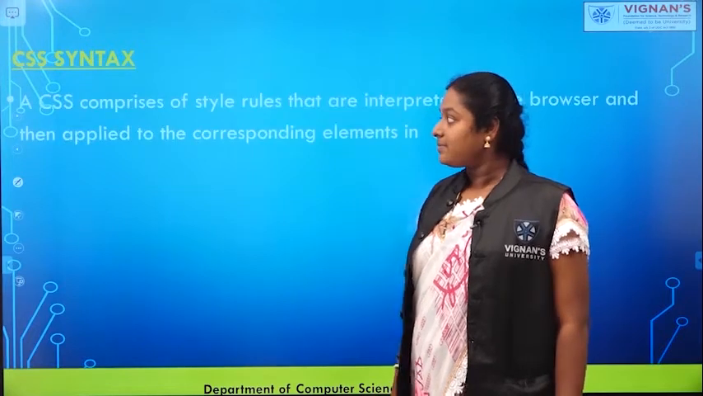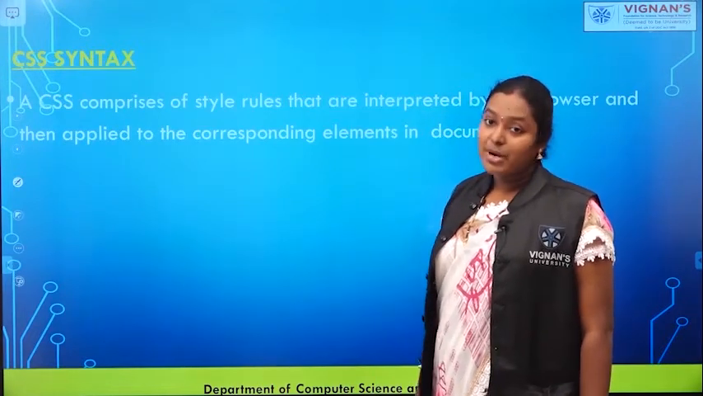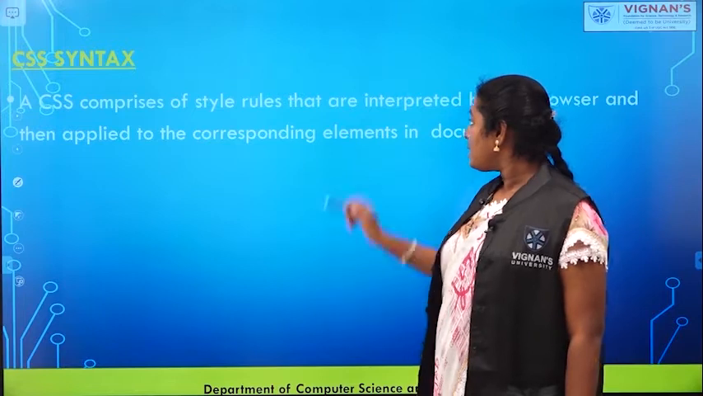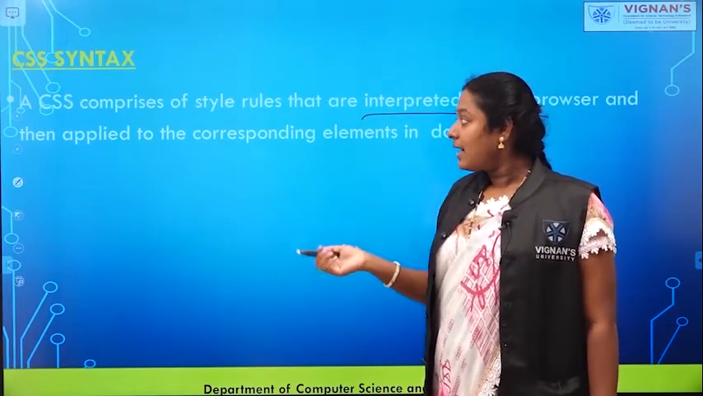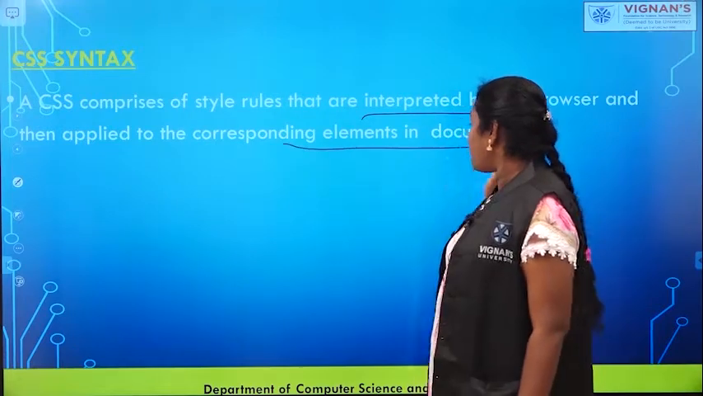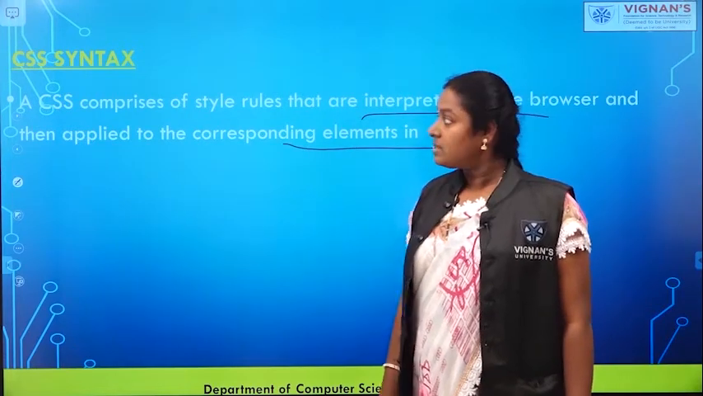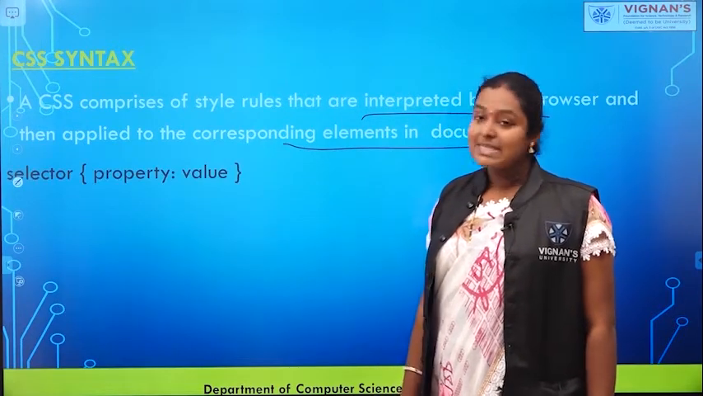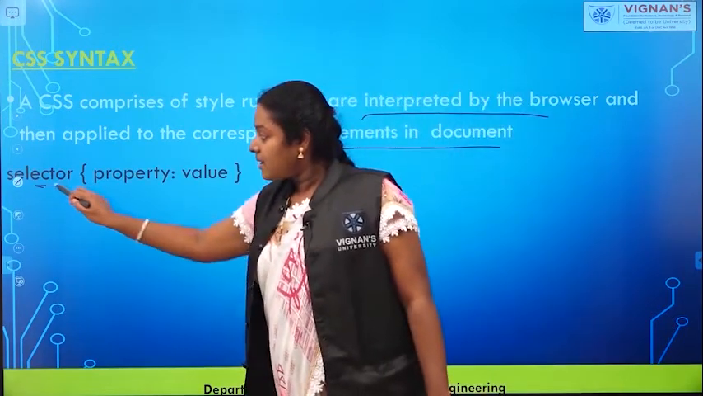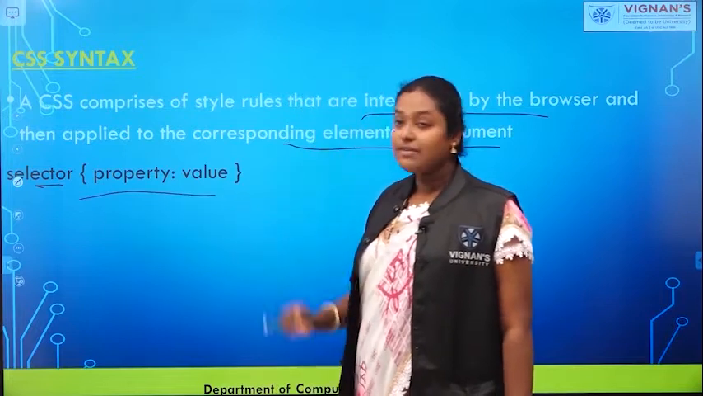Next you are going to discuss CSS syntax. CSS comprises different style rules that are interpreted by the browser and then applied to the content, deciding how to display the elements on the web page. This will be taken care of by the CSS. So the syntax for CSS is a selector followed by property value pairs.